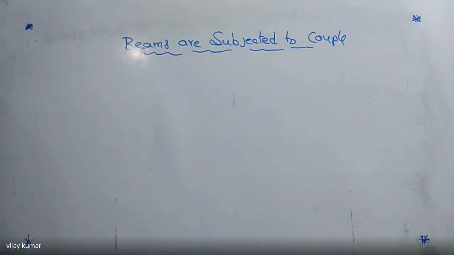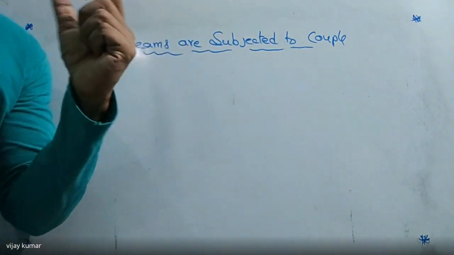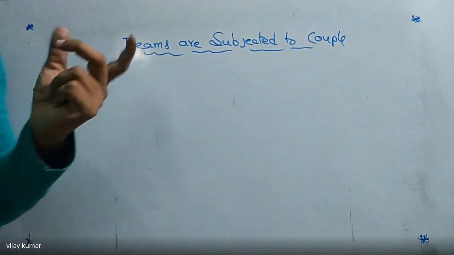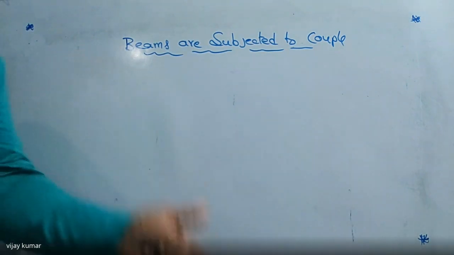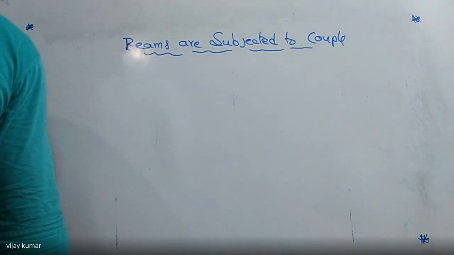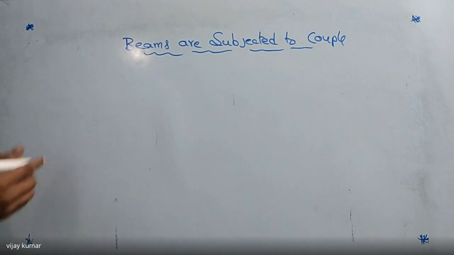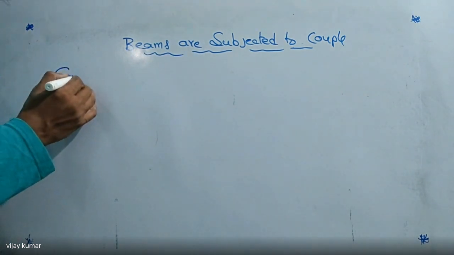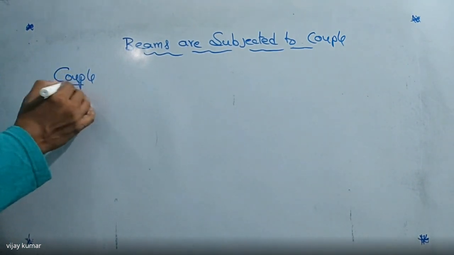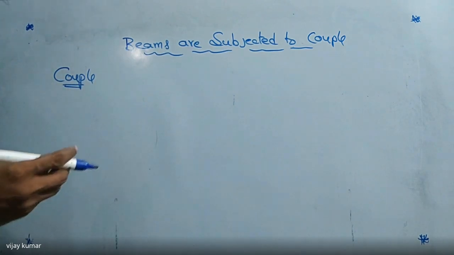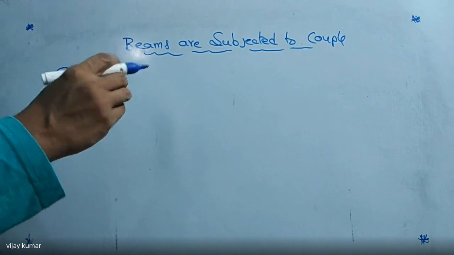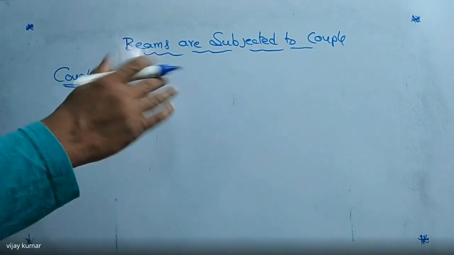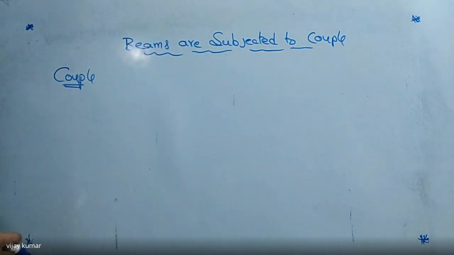So first of all, what is the meaning of couple? If you know the definition and the sign convention of the couple, automatically we can draw the shear force and bending moment diagram. Listen carefully. What is the definition of couple? Couple means equal and opposite forces acting at a point on the beam so that the beam may rotate either in clockwise or anti-clockwise direction. Did you get my point?